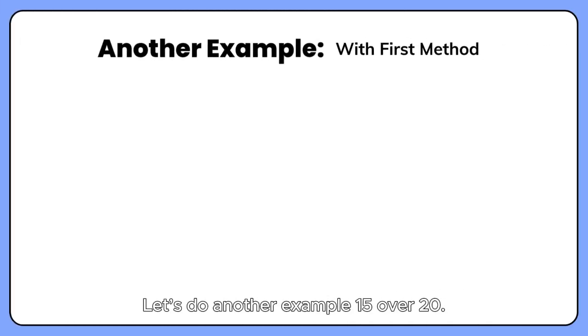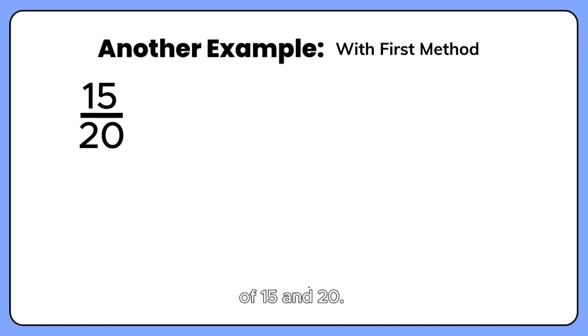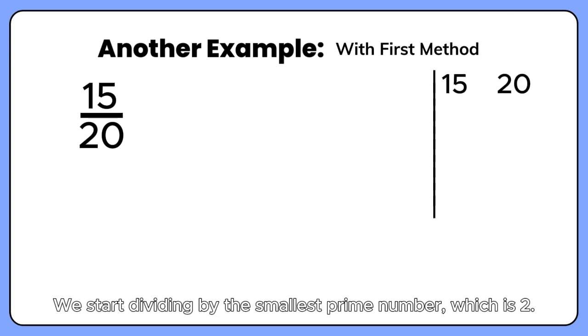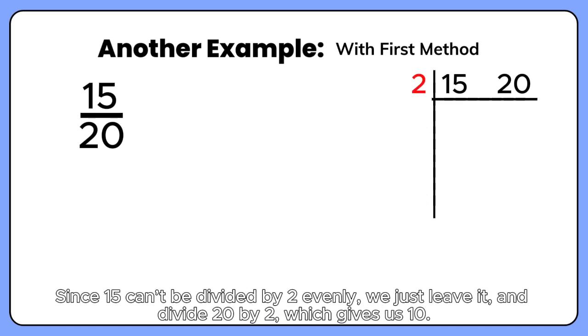Let's do another example, 15 over 20. Let's use the first method. So we need to find the HCF of 15 and 20. We start dividing by the smallest prime number, which is 2. Since 15 can't be divided by 2 evenly, we just leave it and divide 20 by 2, which gives us 10.